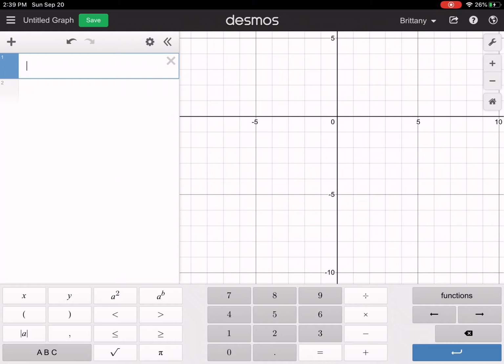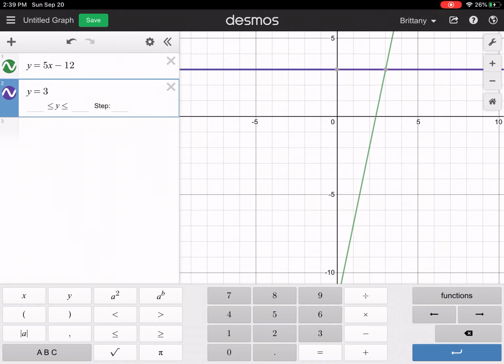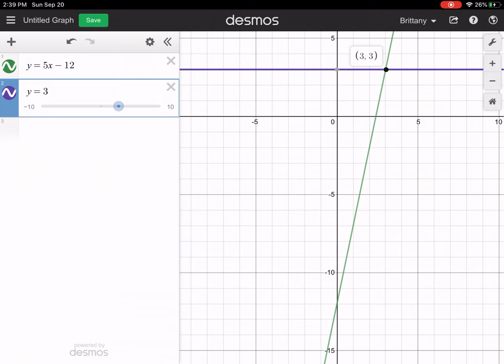I'm just going to graph each half on their own line. So I'm going to do y equals 5x minus 12, and then I'm going to do y equals 3 on its own line. So I do the left half on its own line, the right half on its own line, and then wherever they intersect is my answer. And as you can see, x equals 3.